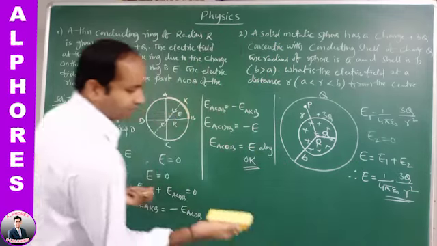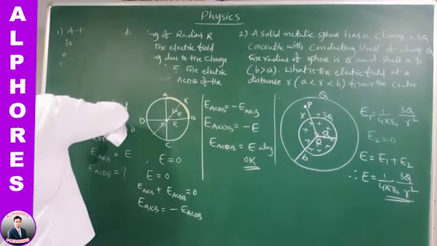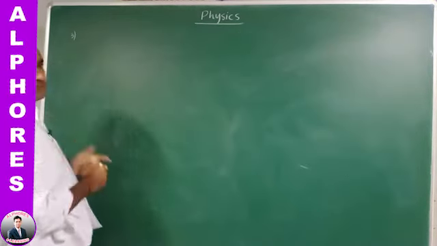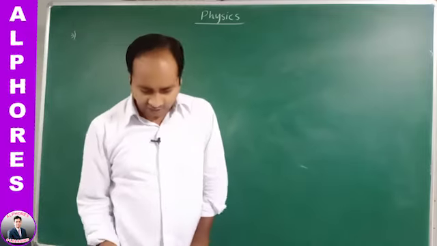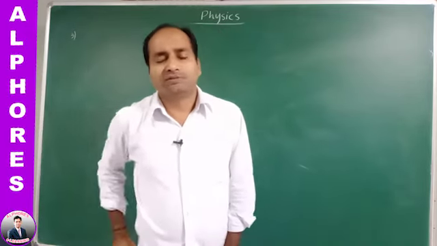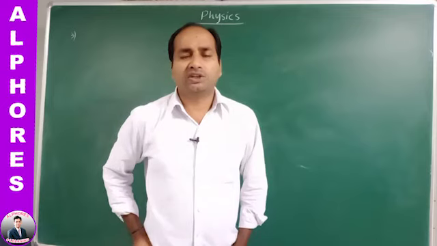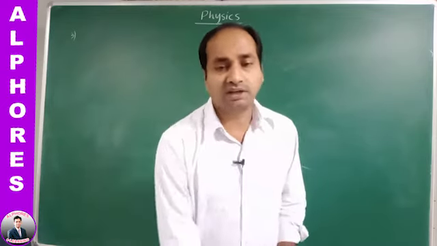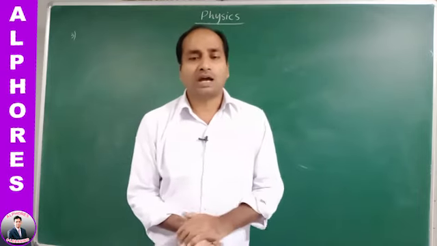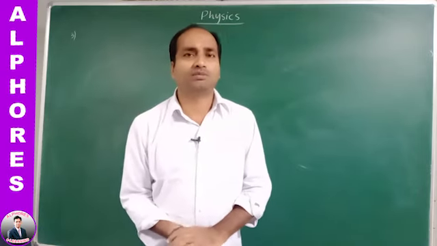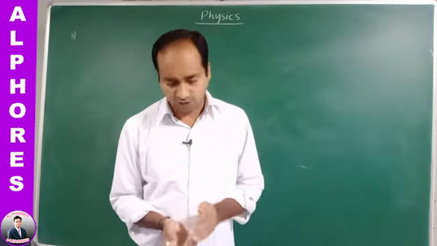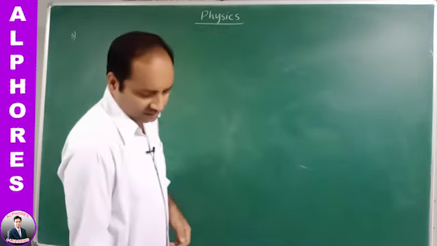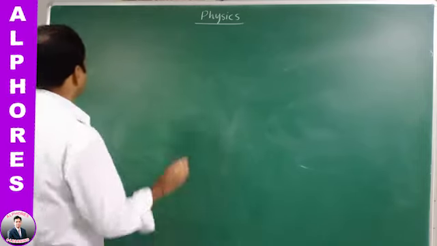Next, see, the third question may be asked like this. For example, if two parallel plane sheets 1 and 2 carry uniform charge densities sigma 1 and sigma 2, the electric field in the region 2 is, the electric field in the region 2.